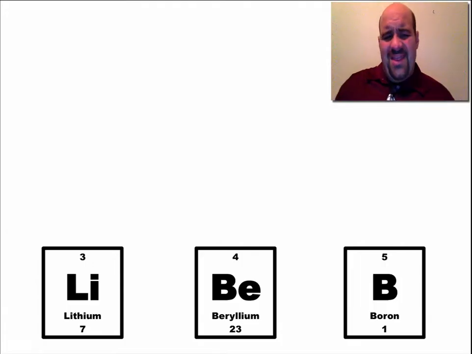But before we do that, we kind of looked at what happens to energy levels and electrons as you go down a periodic table. What happens to them as you go across a period or across a row in the periodic table? So here we have the second period in the periodic table: lithium, beryllium, boron, carbon, nitrogen, oxygen, fluorine.